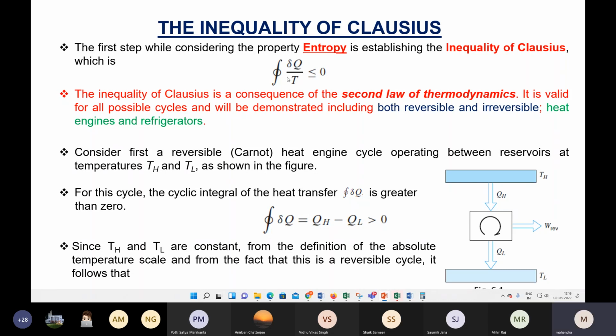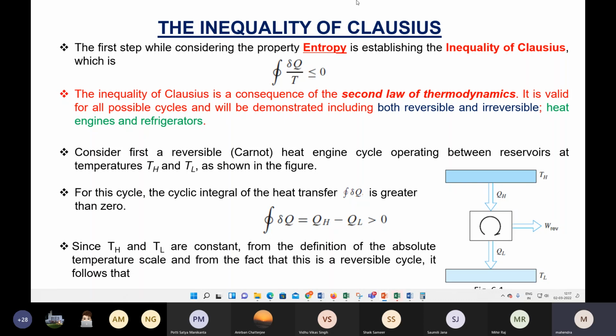This dQ by T you can apply for all, irrespective of whether it is reversible or irreversible. We have also classified our thermodynamic cycles broadly into two: heat engines and refrigerators. So this concept of entropy, dQ by T, you can apply for reversible or irreversible cycles, heat engines, refrigerators, or heat pumps.